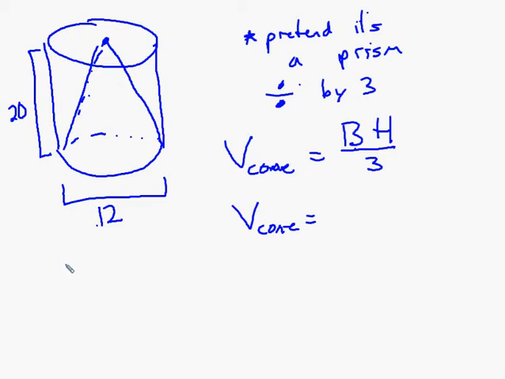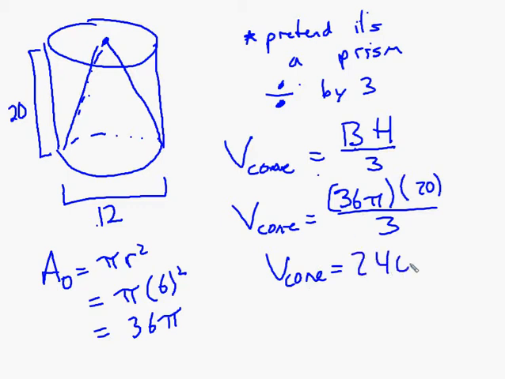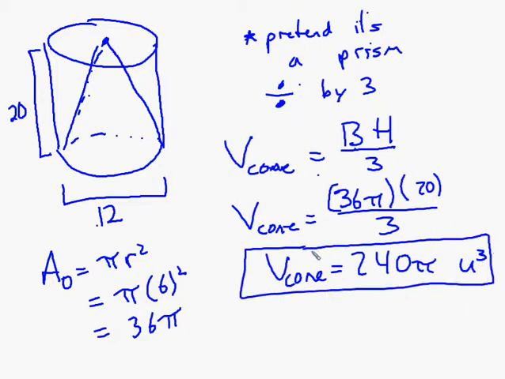So what shape is my bottom? It's a circle. So area of the circle is pi r squared. And my radius is what? 6. So 36 pi. Okay, so 36 pi is my big B. And my height is 20. And divide by 3. And my area, or sorry, volume, is going to be 240 pi. 240 pi units cubed. Any questions how to do a cone?